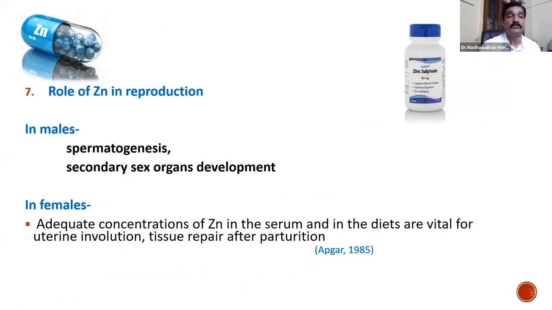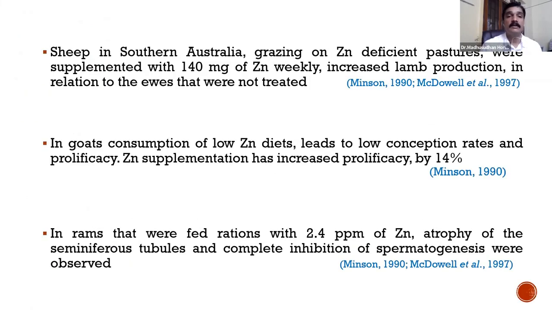For the normal spermatogenesis and secondary sex organ development, zinc plays a role. In females, adequate concentration of zinc in the serum and in the diets is vital for uterine involution and tissue repair after parturition. And there is some research I would like to share. In Australia, sheep grazing on zinc deficient pasture supplemented with 140 milligram of zinc weekly increased the lamb production in relation to the ewes which were not treated with zinc.